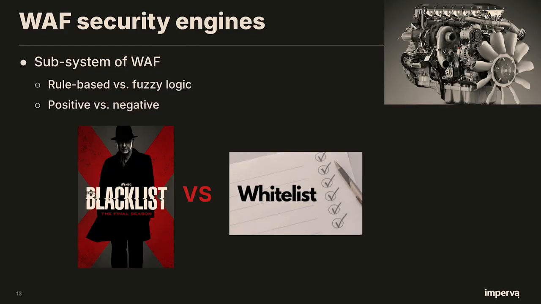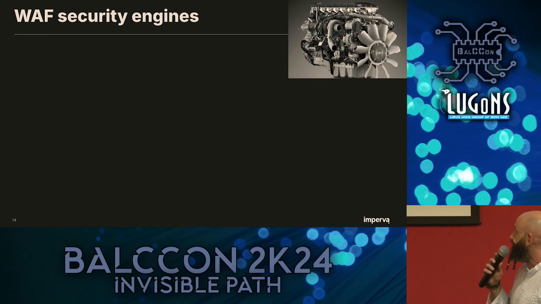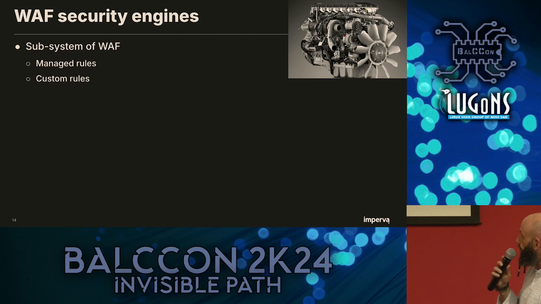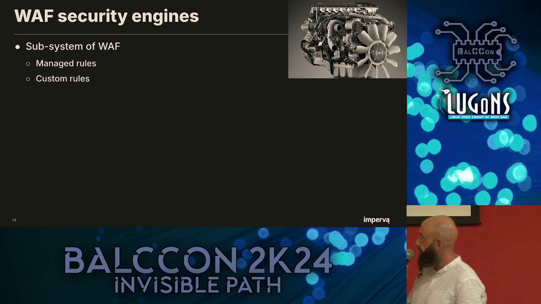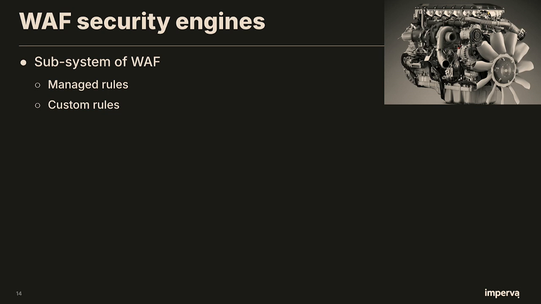Imagine the negative security as a blacklist, meaning that these types of requests we don't want to let through, and the whitelist says only these types of requests we want to get through. In this talk I will refer to the blacklist, which is the more common model for the web application firewall. Of course, another issue is that usually we have the managed rules, namely the rules that come shipped out of the box with the WAF, and the other type of rules are custom rules.